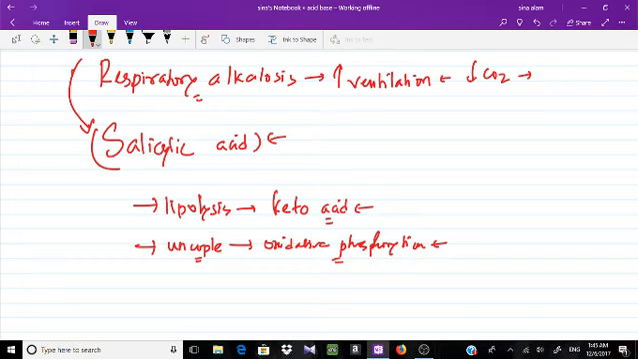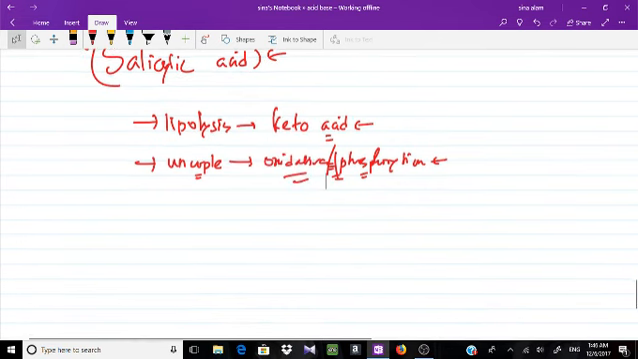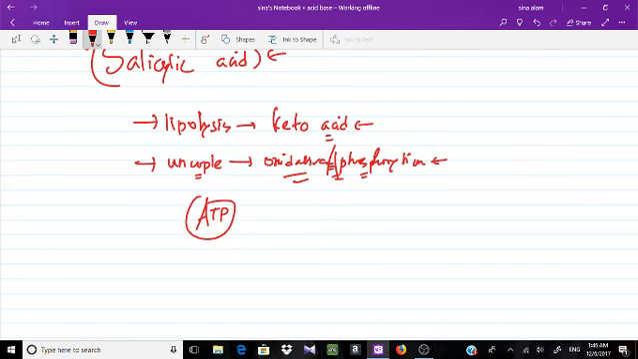Now, when this is uncoupled, that means oxidation is going on by itself and there is no phosphorylation, no connection between oxidation and phosphorylation. It can happen due to different causes, I'm not going over them. Then there will be less ATP production, and when you have less ATP production, there will be a lot of disturbance in your metabolic cycle.